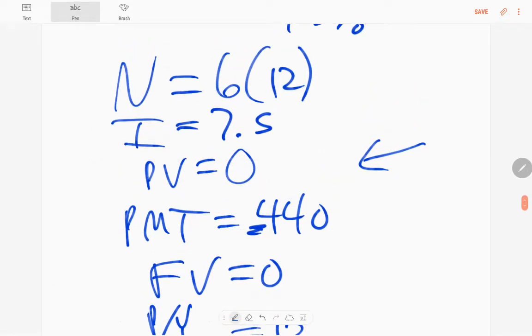Now go back up to present value and alpha enter it. That's what I get. And it does say round to the nearest dollar. So I'm going to put in 25,448.